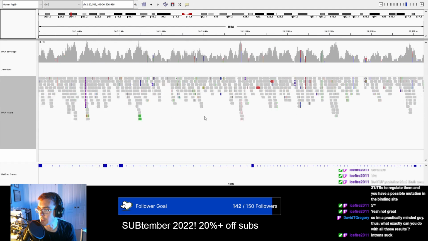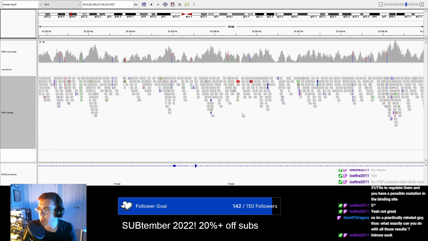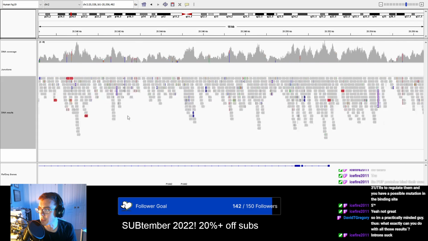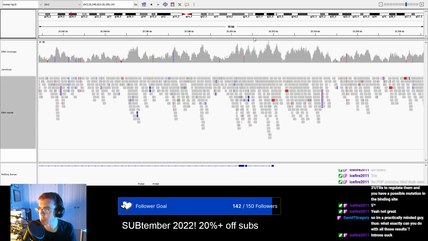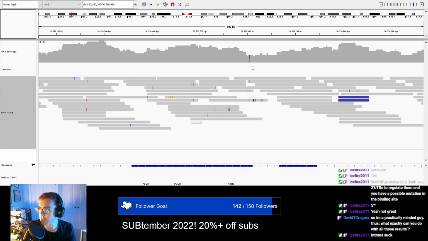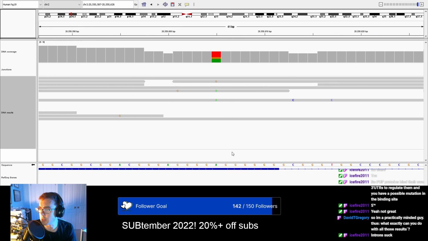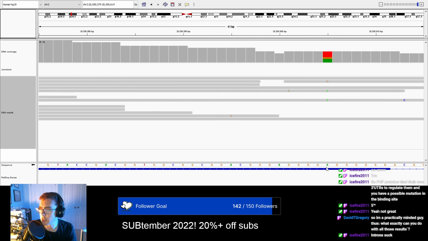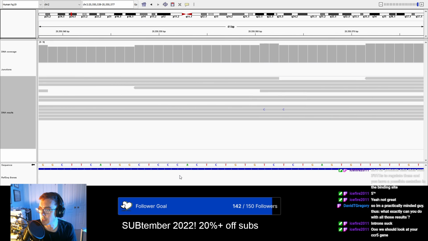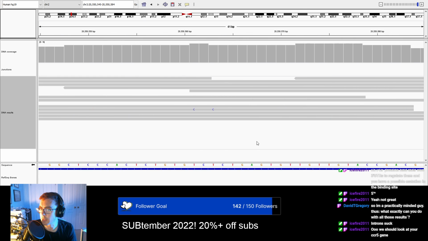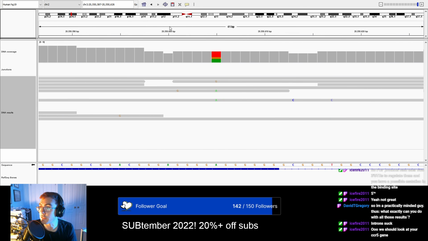So let's see. Yeah, so this one has a ton of introns as well. Not really. Oh, this might be a variant. Okay, so that's a little bit more. Wait, is this the UTR again? We should look at my CCR5 gene.